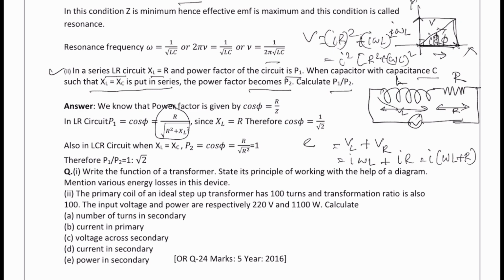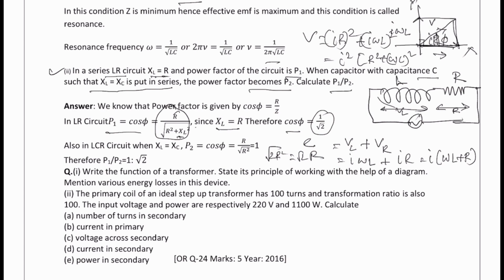This is the power factor. So to solve this question, it is given that P1 is the power factor. Since XL is equal to R, it means the resistance offered by inductance is equal to the ohmic resistance R, correct? Then R square plus R square is 2R square. So in the denominator we have root 2R, correct? So R cancels out and 1 by root 2 remains. So cos phi is equal to 1 by root 2.